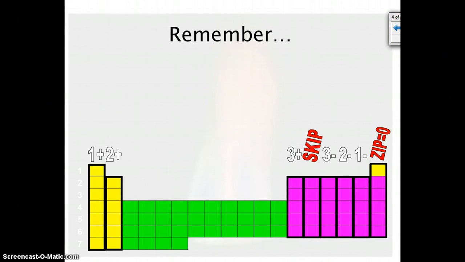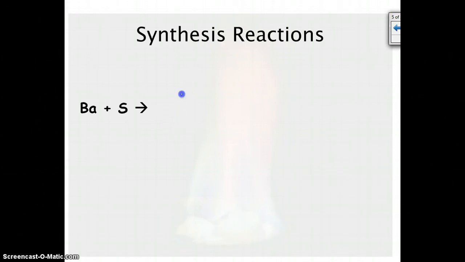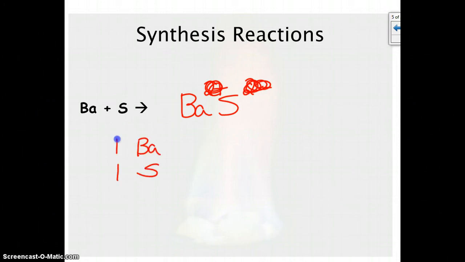All right, the next example, we also are dealing with synthesis. Okay, now we have a Ba, which is in the 2 plus column, and a S, which is in the 2 minus column. So again, these charges cancel. We end up with BaS, and when we balance, we see that we have 1 and 1 and 1 and 1. So it's already balanced as is.